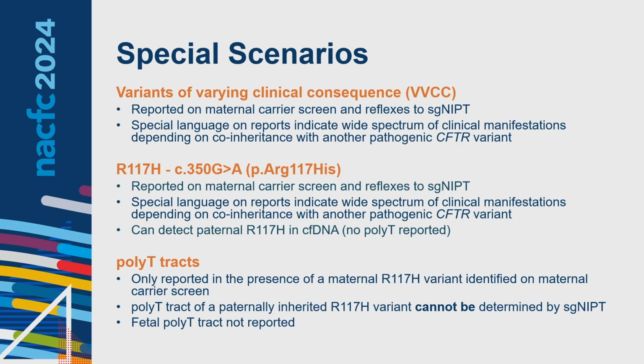And then I get a lot of questions about poly-T tracks. So in case you are curious, we do report out maternal poly-T tracks. We don't report out poly-T tracks for anything else. So if we were to identify a paternal R117H variant in the single gene that was not maternal, we are not going to be able to report out those poly-T tracks, which means I can't give fetal poly-T tracks. I can really only give you CFTR variants.